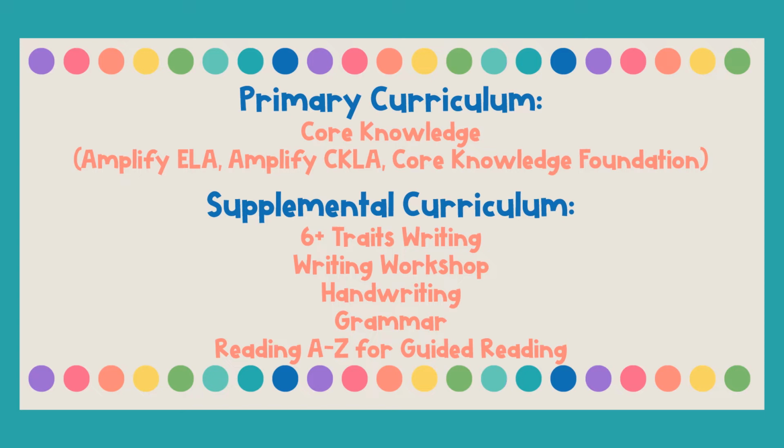Now, in addition to this core knowledge curriculum, there's also some supplemental things that we're using to make sure that we're giving our kiddos everything that they need to have. For writing instruction, we're adding in 6+ traits of writing. We're adding in writing workshop. We're adding in a handwriting piece and a grammar piece. And for your small groups and guided reading, we will still have Reading A to Z and RAZ Kids available for you.